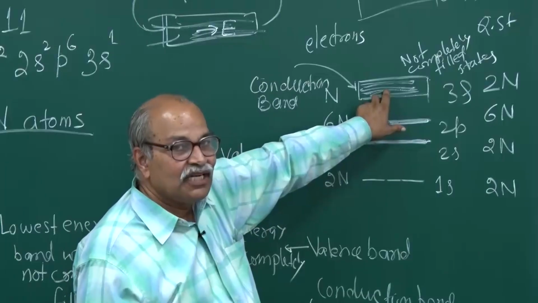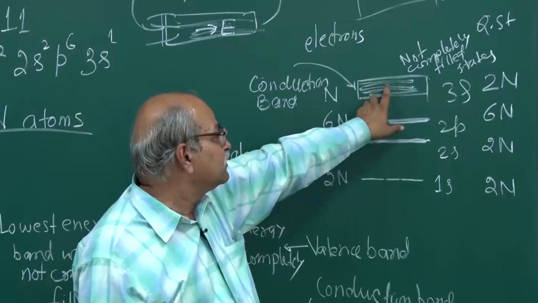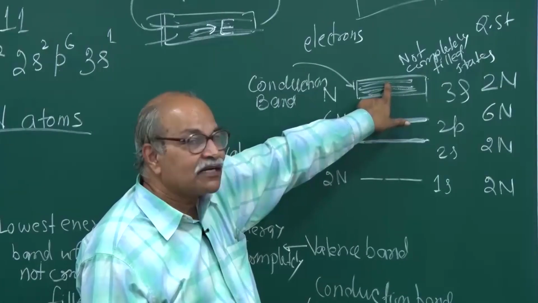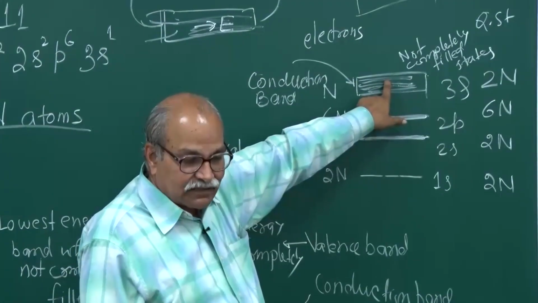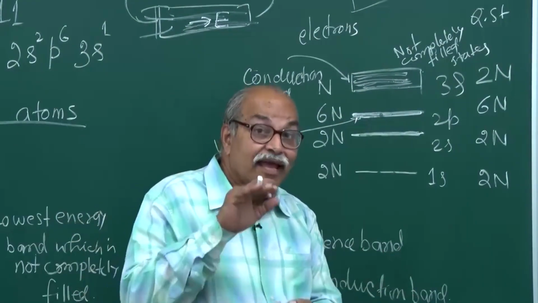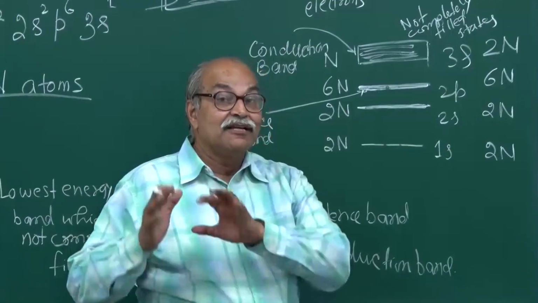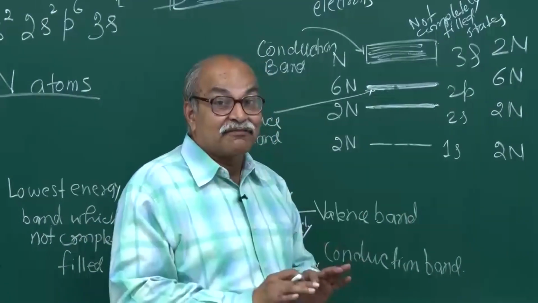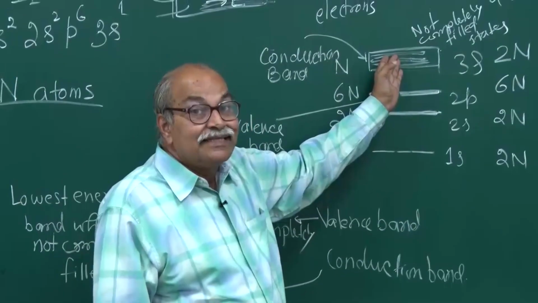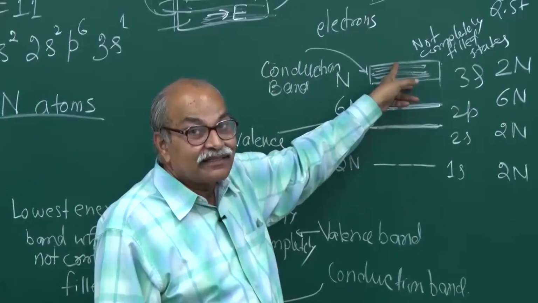But here you have lots of empty quantum states. So if a particular electron takes up that energy and goes to a quantum state with a little more energy, that quantum state is available, and therefore the electron can respond to the electric field, it can be accelerated by the electric field, it can move. That is how these electrons take part in conduction, and therefore this whole band is known as the conduction band.